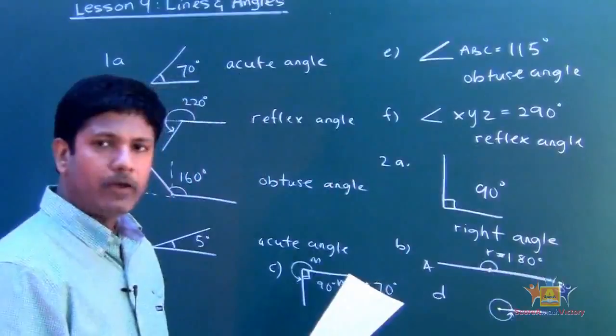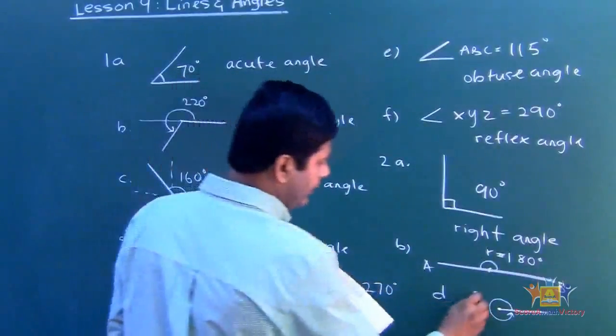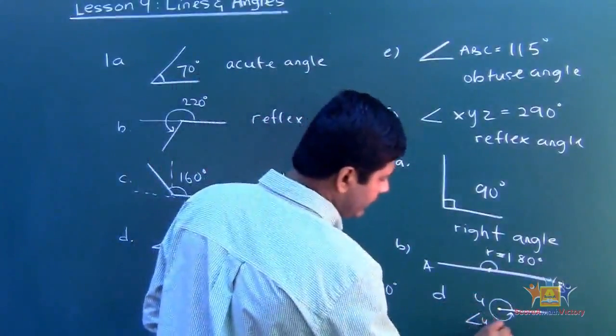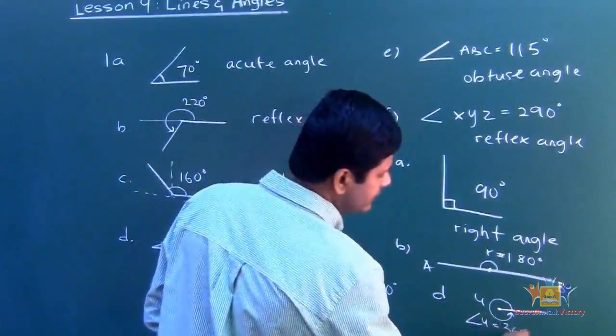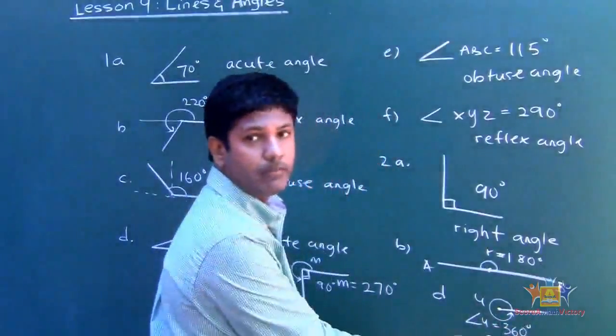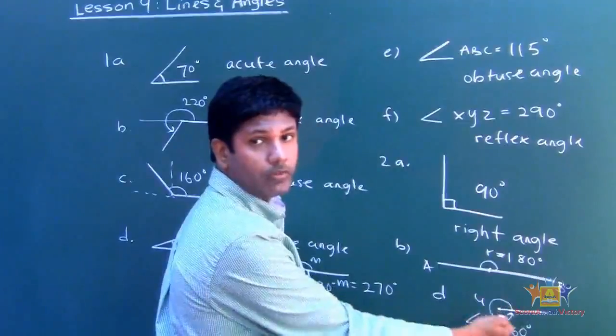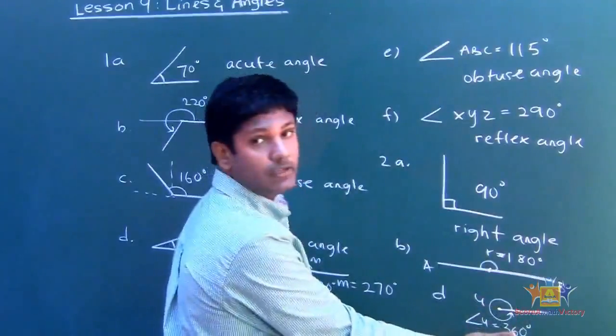Okay. And what is the angle of U? We're looking for angle U. So angle U equals 360 degrees. So it's very important, okay, because you're going all the way around, 360 degrees.